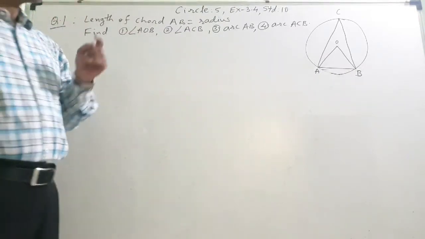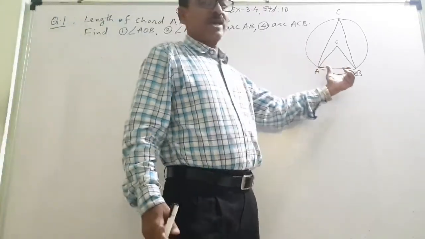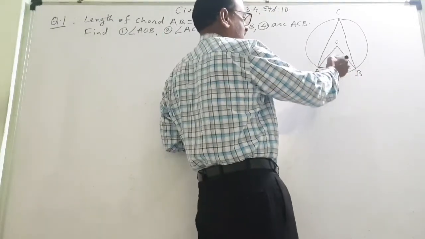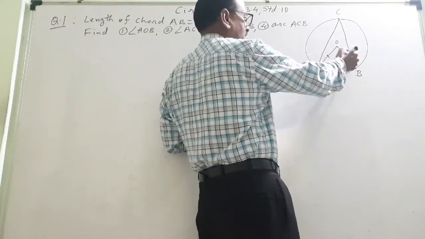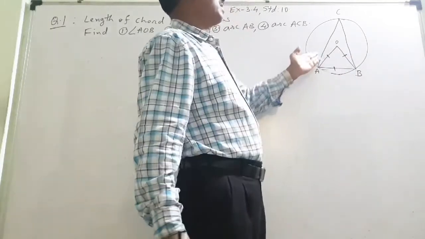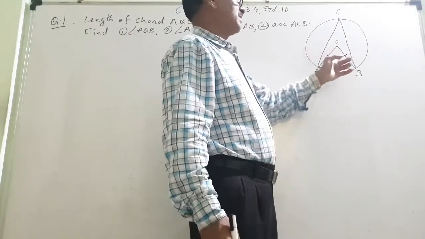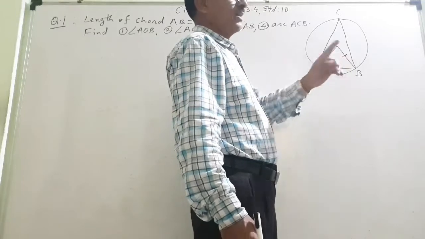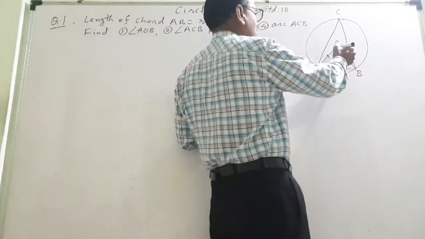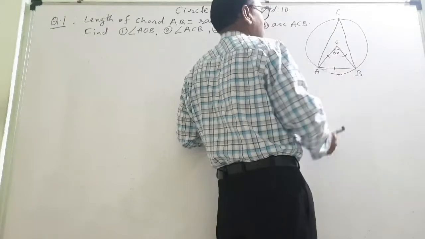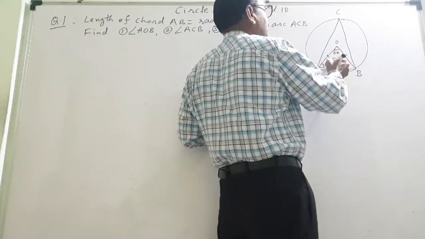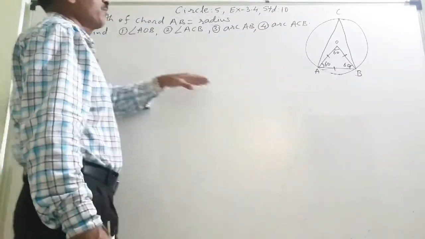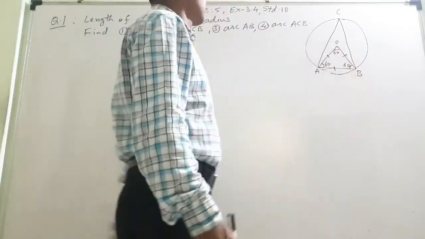So what is given? The length of this chord AB is equal to the radius. That means this is equal to this. But these two are equal. So this is the equilateral triangle. All the sides are equal. If it is the equilateral triangle, we know that the angle of the equilateral triangle is 60 degree. So this will be 60 degree. This is 60, this is 60, this is 60. So the first answer is what? Angle AOB equal to 60 degree.